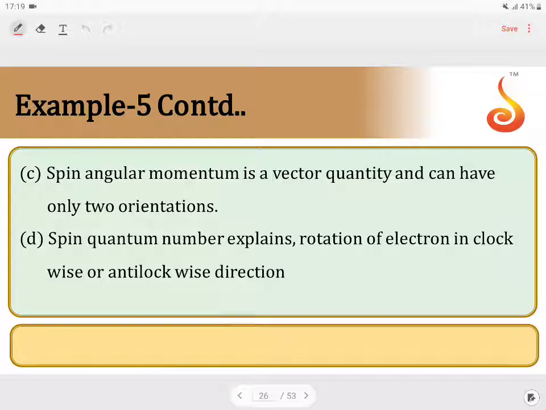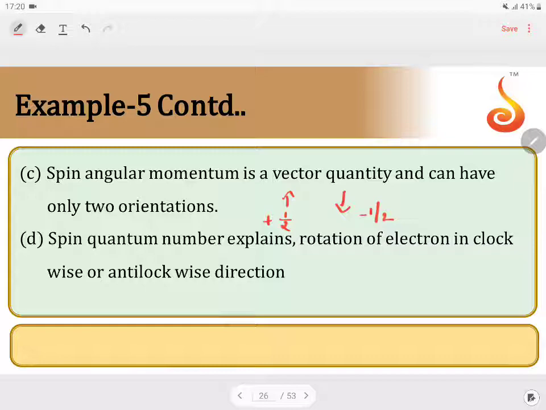Next, third option. Spin angular momentum is a vector quantity and it can have two orientations. So if you take spin of any electron, it can be either plus half or minus half. It is represented by spin up or spin down, an upward arrow and a downward arrow. If it is an upward arrow, that indicates that the spin is equal to plus half. If it is a downward arrow, then it will be minus half.